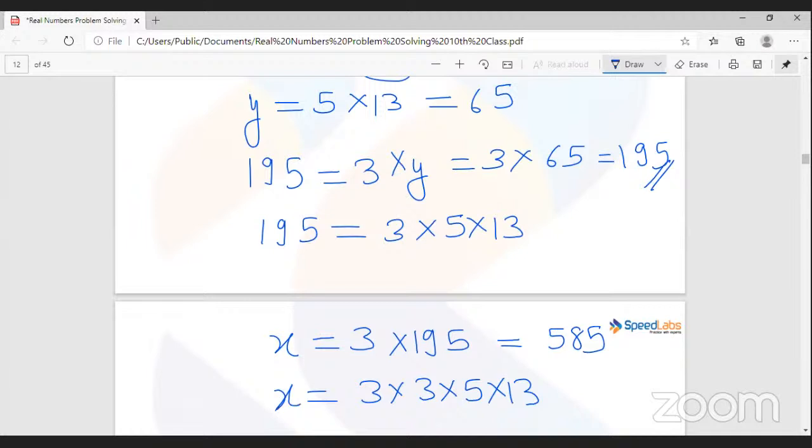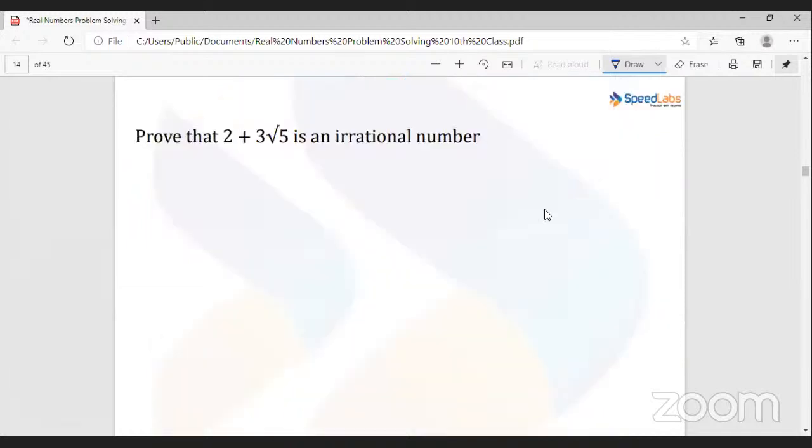So 1 more minute and then we'll discuss the solution. Okay. Done, ma'am. So what is the first step here? What will I do first in this question? Ma'am, we'll assume that 2 plus 3 root 5 is rational. Yes, perfect. So we'll assume that 2 plus 3 root 5 is a rational number.